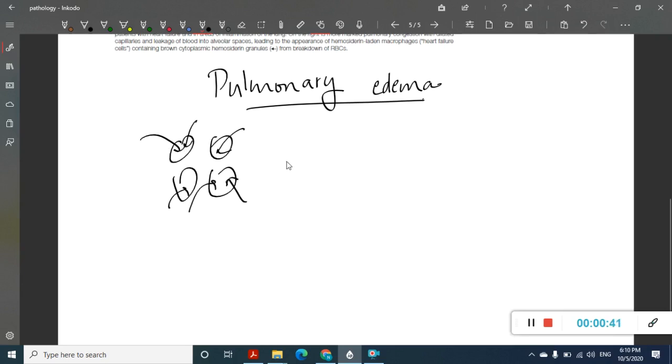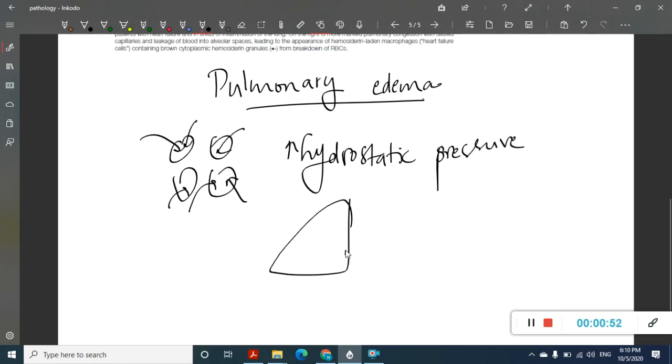Here there is increased hydrostatic pressure in the alveoli and everywhere, so there is increased fluid accumulation. And this fluid accumulation is more common in the lower lobes of the lung than in the upper lobes. That is the reason all the signs of pulmonary edema and congestion are more common in the lower lobe.